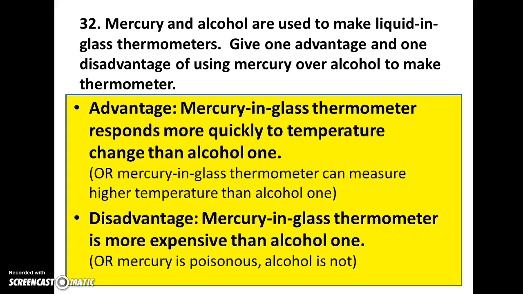Question 32. Give one advantage and one disadvantage of mercury-in-glass thermometer. Advantage: mercury-in-glass thermometer responds more quickly to temperature change. Disadvantage: mercury-in-glass thermometer is more expensive.